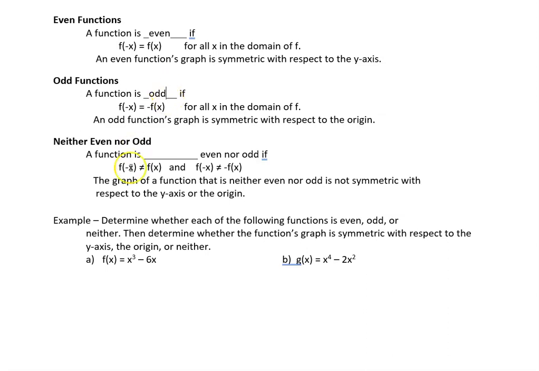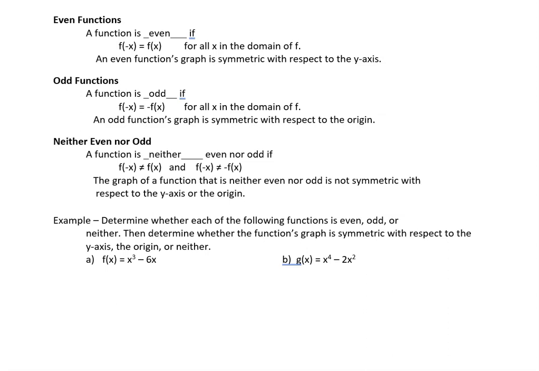And then if neither of these is true, if f of x does not equal f of negative x, and if f of negative x does not equal negative f of x, then a function is said to be neither even nor odd. And in that case, the graph is not symmetric with respect to the y-axis or the origin. So let's look at an example of where we are determining whether a function is odd, even, or neither, and then using that to determine the symmetry with respect to the y-axis, the origin, or neither.